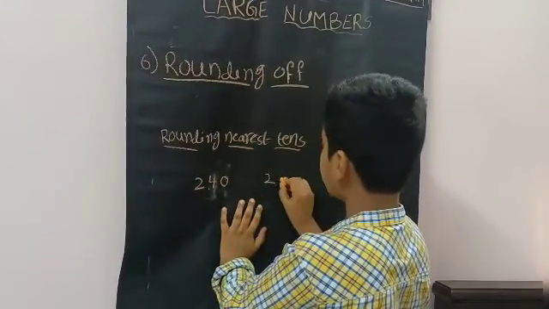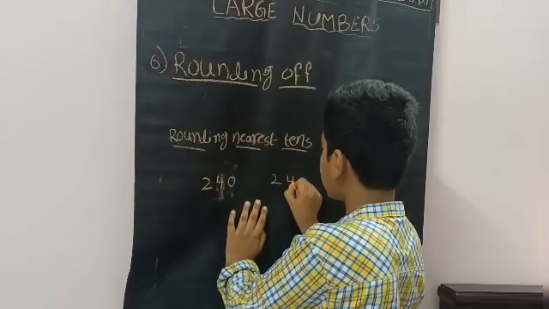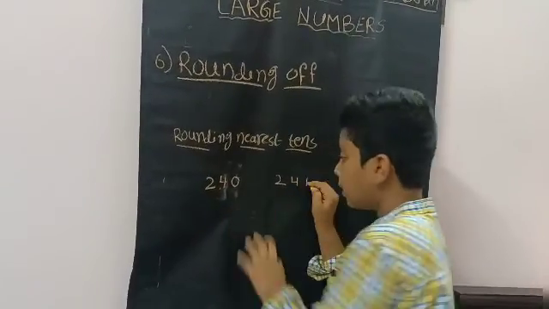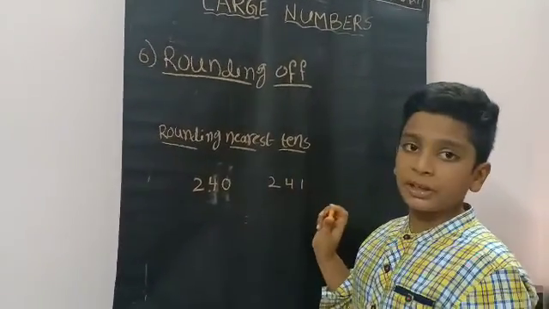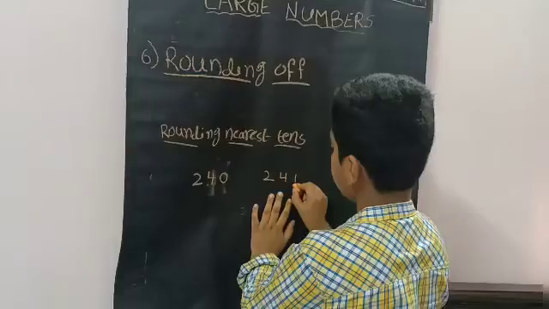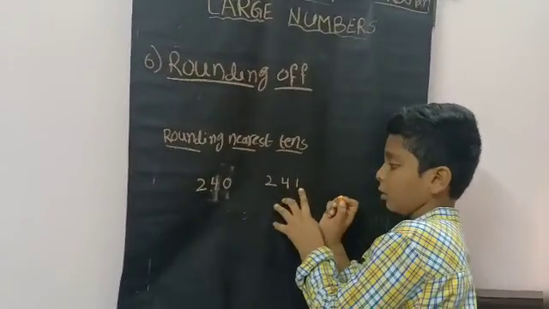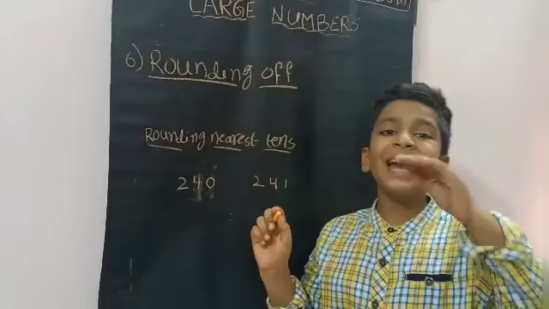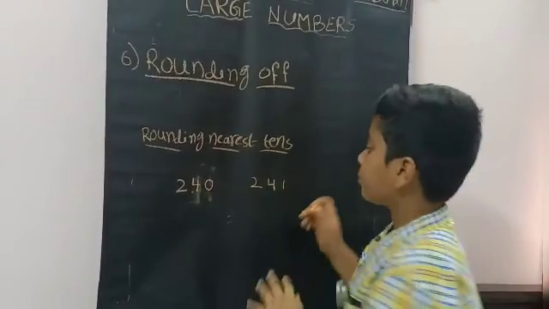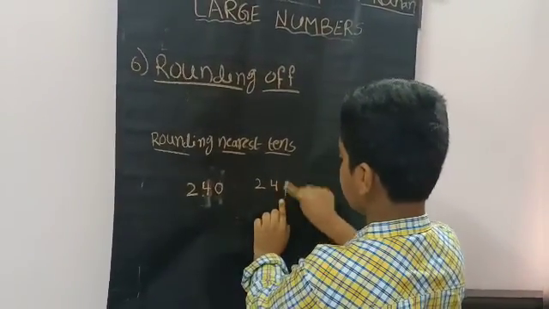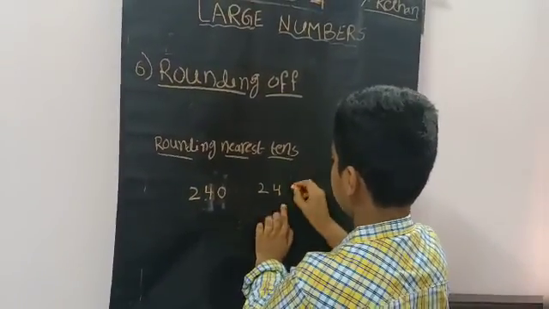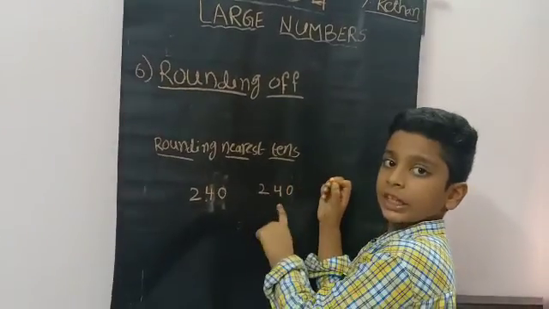If there is 2, 4, 1, now round off to the nearest tens. So you should check the first digit, 1. 1 is less than 5. So you should write 0 here. Only 0 you should write. You should not add anything to this number.